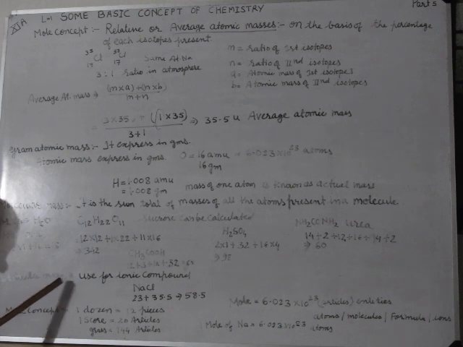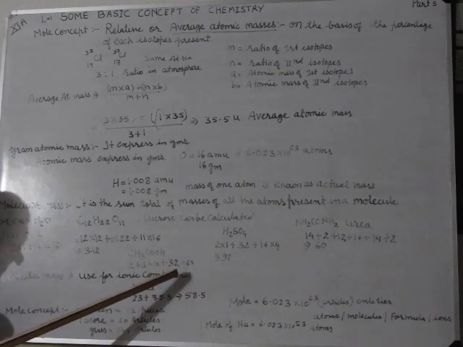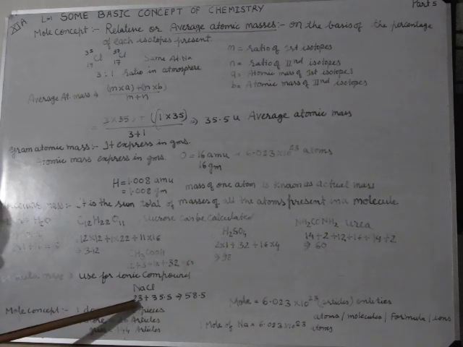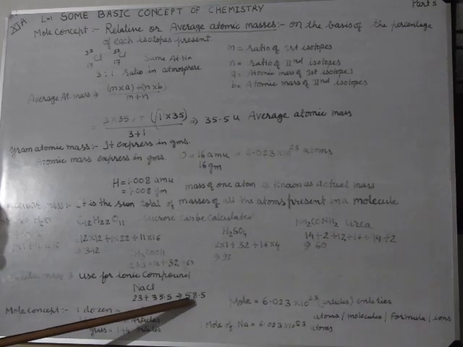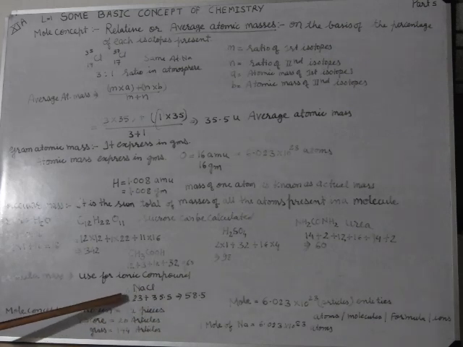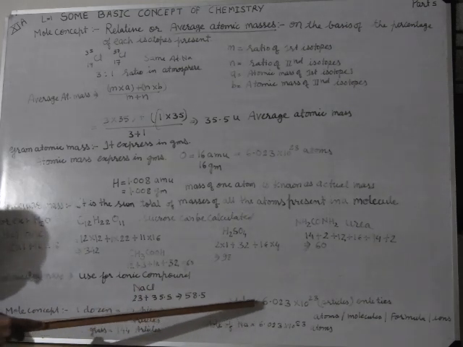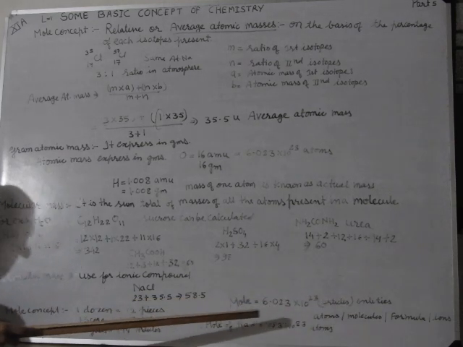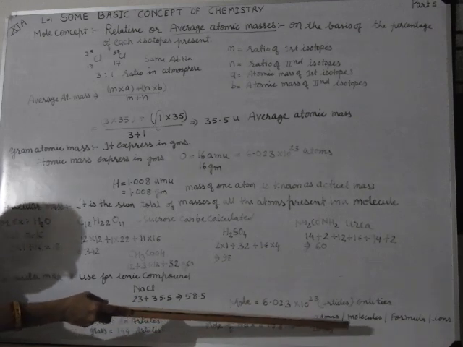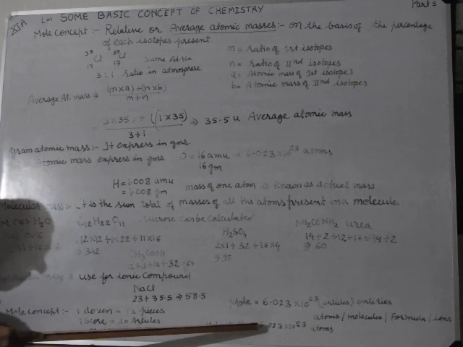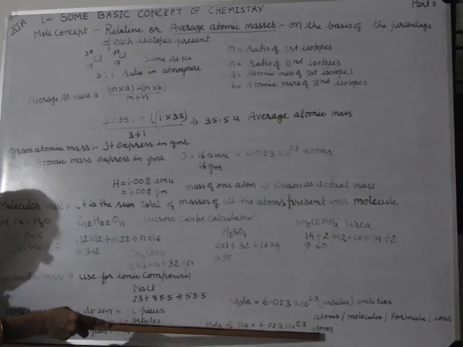Formula mass is used for ionic compounds. When we take NaCl, sodium has atomic mass 23 and chlorine 35.5, so 58.5 is the formula mass of the ionic compound NaCl. Mole is 6.023 into 10 to the power 23 particles or entities. For what will it be? Moles of molecules, formula units and ions. So 1 mole of sodium is 6.023 into 10 to the power 23 atoms.